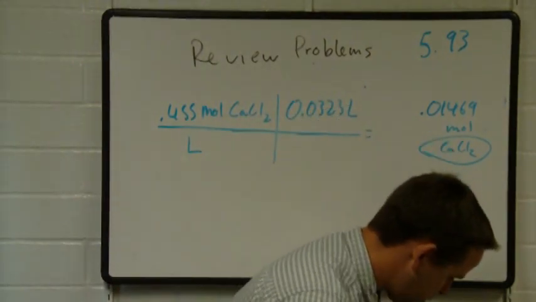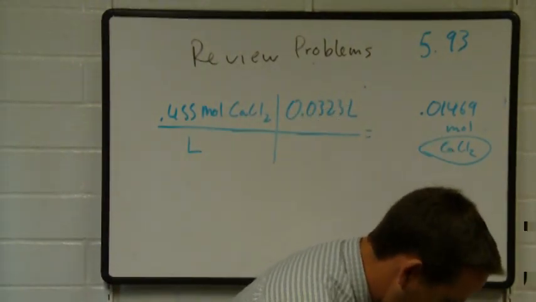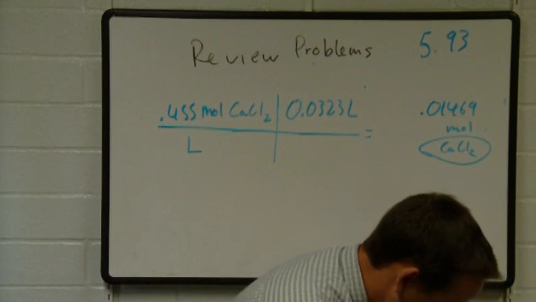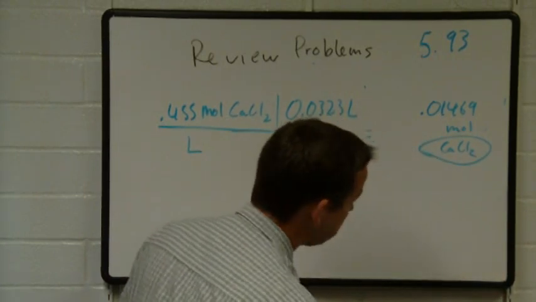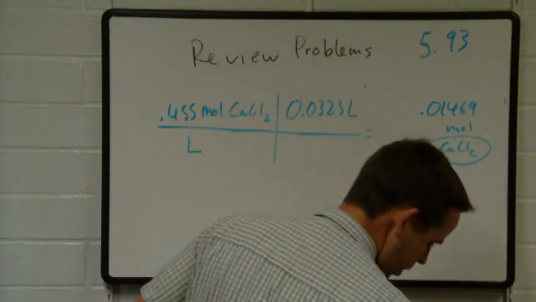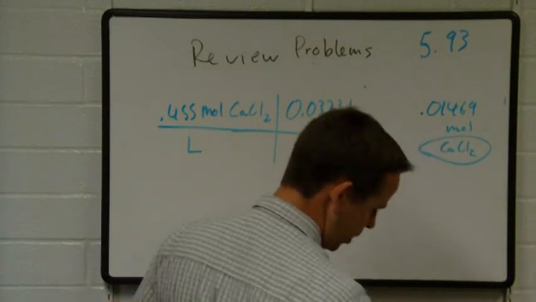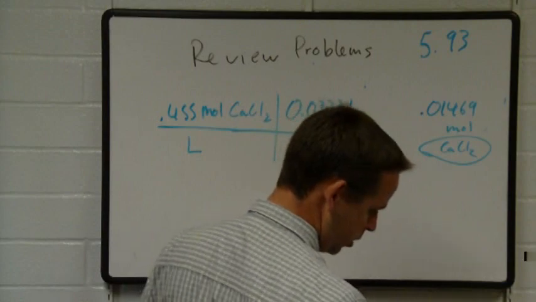Okay? 593, let's make sure we're doing this right. 593A. Didn't miss anything? Yeah. Okay? So 593B, 50 milliliters, 0.408 molar aluminum chloride.